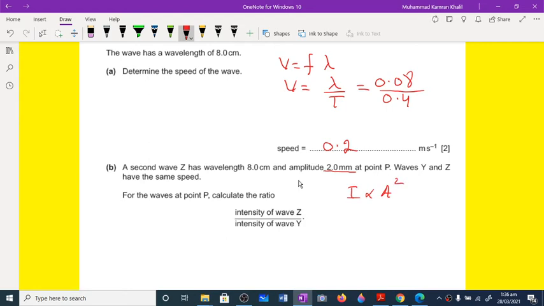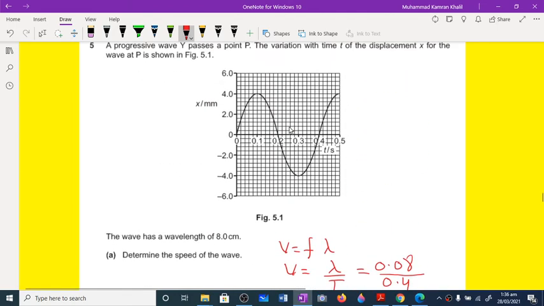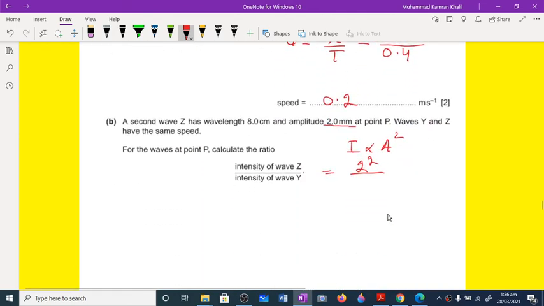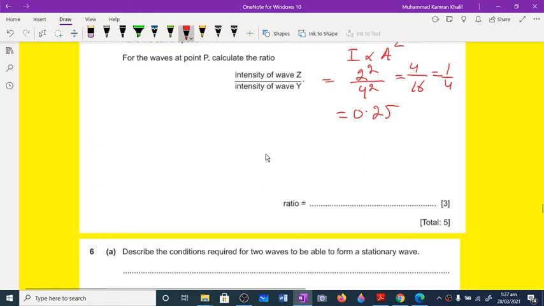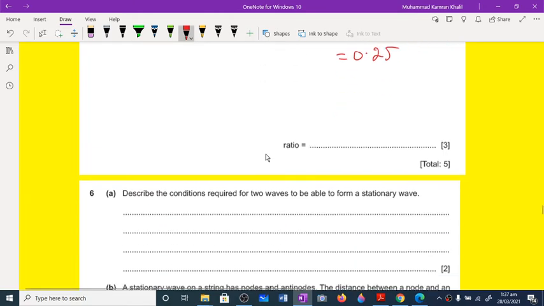The wave Z has the amplitude of 2, so 2 squared divided by the wave Y, okay, 4. The wave Y has the amplitude of 4. So 4 squared, 2 squared by 4 squared, 4 over 16, which is 1 by 4, meaning 0.25 is the answer of this question. So that is the easiest question so far in this whole paper, and it contains 5 marks.